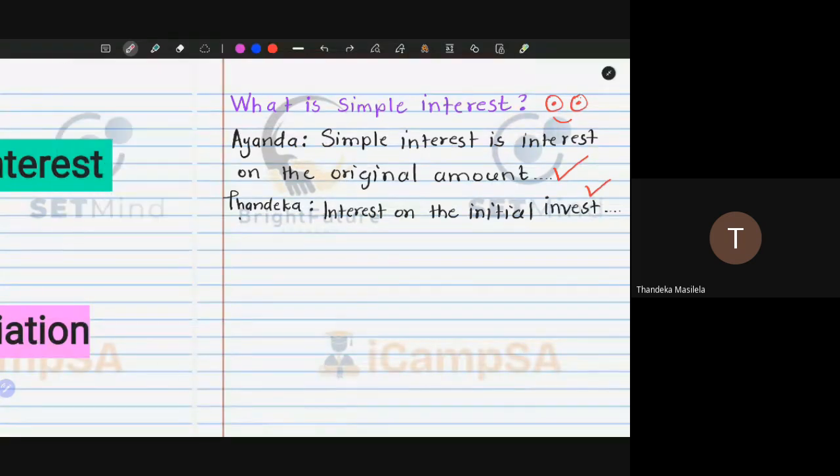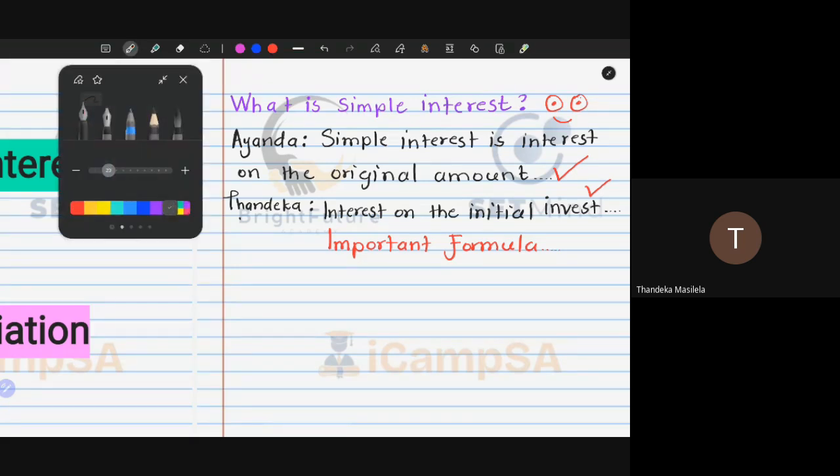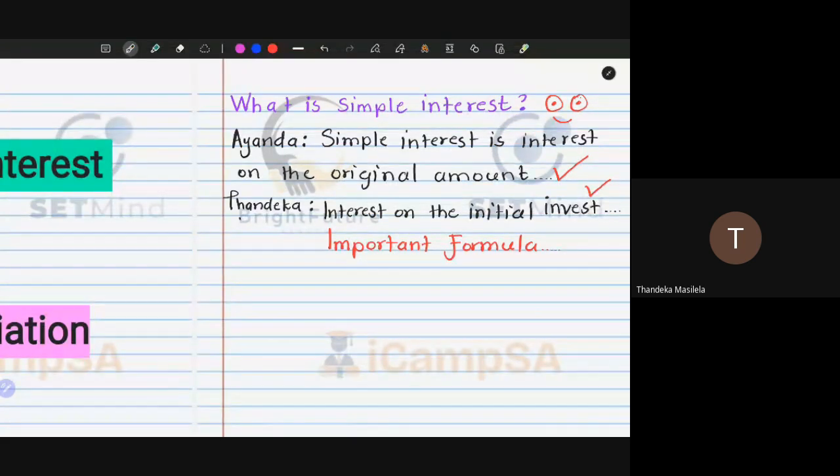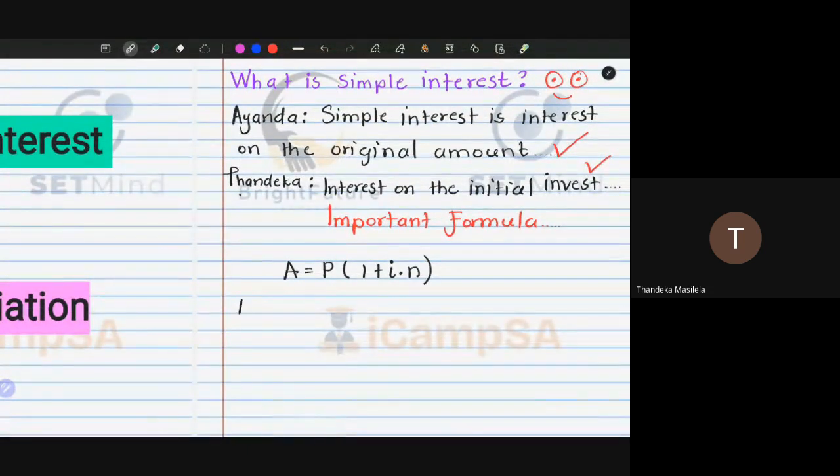But then, just like we did with compound interest, we need to think carefully. When we speak of simple interest, we have a very important formula. And the nice thing is, it is less complicated compared to the one for compound interest. We don't need to worry about compounding periods. So for simple interest, we have A equals P into 1 plus I multiplied by N. And let's quickly sort this out by defining them.